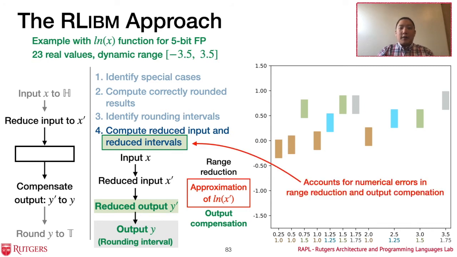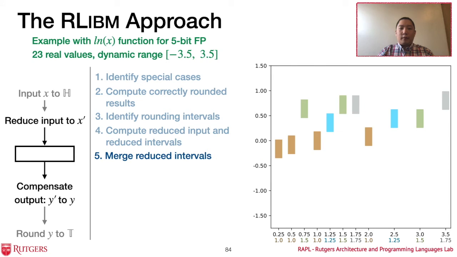This means that our process also has to take into account any numerical errors that occur while evaluating the range reduction and the output compensation function. The graph now shows the reduced interval for each original input x. To learn more about the specific techniques that we use to compute the reduced input and the reduced interval, please read our paper.